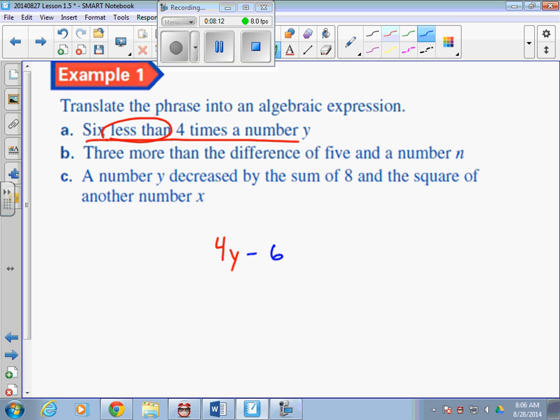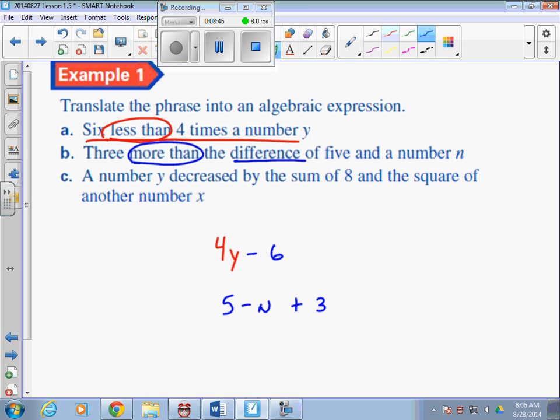B says 3 more than the difference of 5 and a number n. So the difference of 5 and a number n. Difference is one of those words that means to subtract. So 5 minus n. 3 more than that means plus 3. Again, there's that term more than. More than and less than makes it backwards. So instead of saying 3 plus 5 minus n, you put the plus 3 after the 5 minus n.